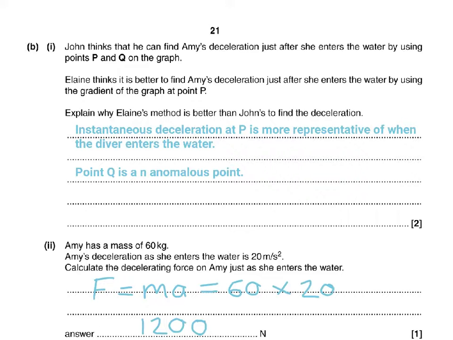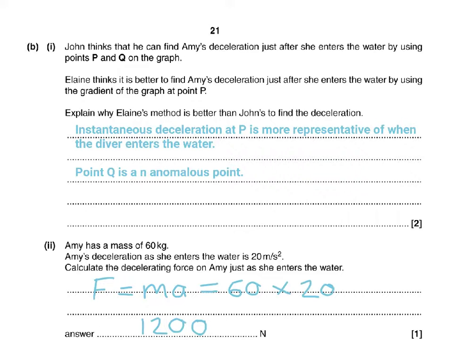Elaine thinks it's better to find Amy's deceleration just after she enters the water by using the gradient of the graph at point P. So remember, the gradient of a speed-time graph is equal to the deceleration. But if you've got a curved line, the only way you can do it is by taking a tangent at a particular point, which then gives you the instantaneous deceleration.